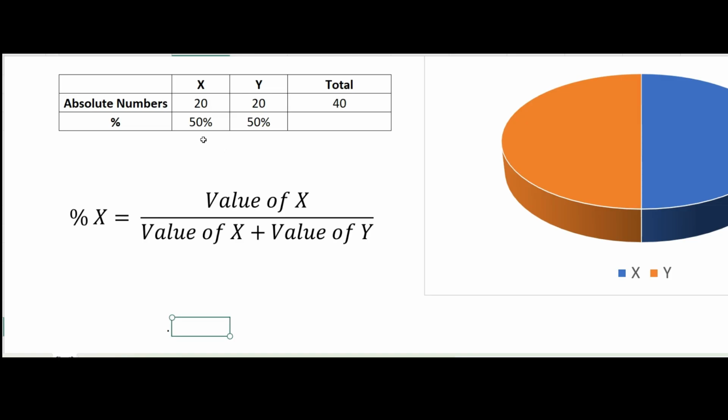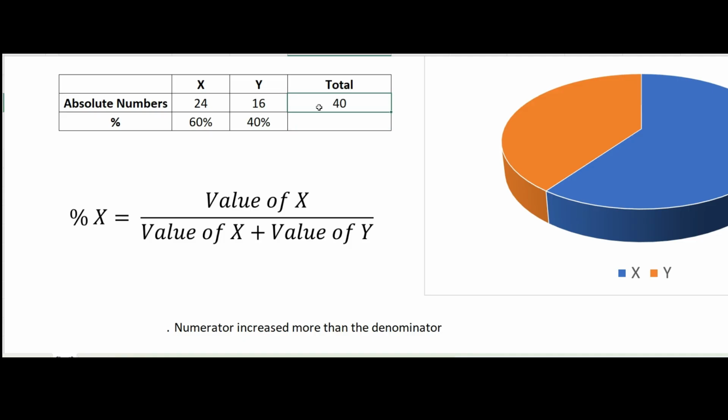So the first scenario here can be in terms of numerator and denominator that numerator has increased more than the denominator. In that case, percentage of x would increase. So an increase in percentage of x means that the numerator may have increased more than the denominator. An example can be that x has increased from 50 to 60% while y has reduced from 50 to 40%. Here you can see the denominator has increased by 0 units, but the numerator has increased by 4 units. So the numerator has increased more than the denominator.